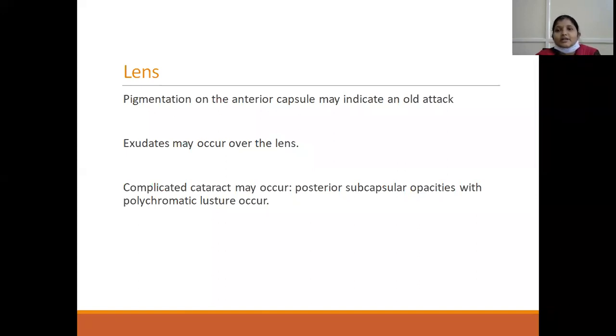So what is complicated cataract? Complicated cataract is a 2 marks question for you. So you have to learn about this complicated cataract. Complicated cataract means cataract occurring due to secondary diseases in the eye. It occurs as posterior subcapsular opacity, and the characteristic feature of this complicated cataract is breadcrumb appearance and polychromatic luster. Not only uveitis but other secondary eye diseases like retinitis pigmentosa, RD, all these can also lead to complicated cataract. One of the important causes is uveitis.